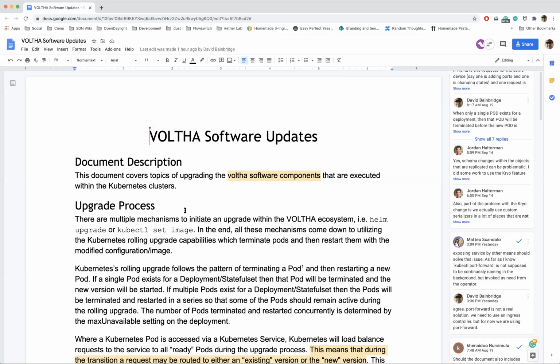But it's not just API requests from vOLTHA, right? It's also API requests going to ONOS. Any control plane request, yeah. And also alarms from the device. Yeah, events from the device, right? I would think this is a good approach to start with, but we need to think more on that.